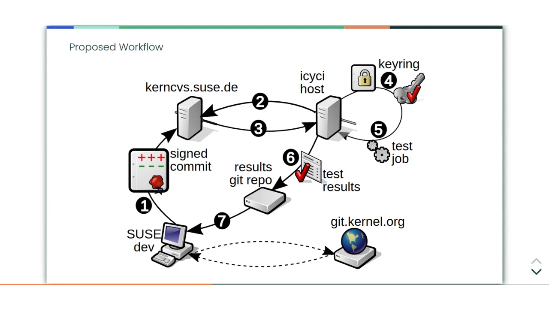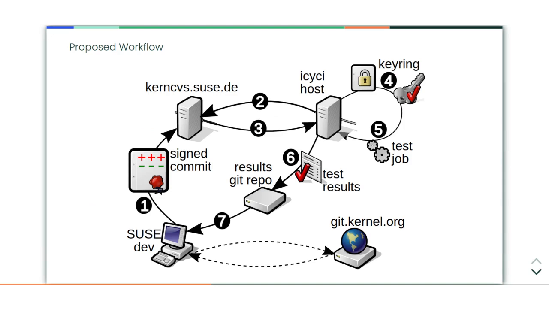This program or system that I've been working on basically polls kerncvs for source changes. If it picks up a change, it then tries to validate the signature against the local keyring, which ideally will contain all of the authorized developers' public keys. It then executes the test job. So as mentioned earlier, just XFS tests at this stage, captures the results, and then pushes those results to a separate repository.